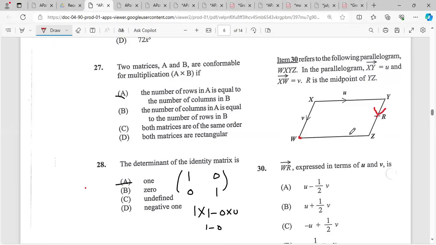I'm going to take the route here, guys. From W to Z, it's a parallelogram, so the opposite sides are equal, right? This one is also U. So I'm going with U as I'm going with the arrow. Plus I'm going halfway of YZ, so it will be negative, because you're going against the arrow. So it will be half of V. Yeah, you guys were correct. It's A. So guys, we're going to stop the video there.